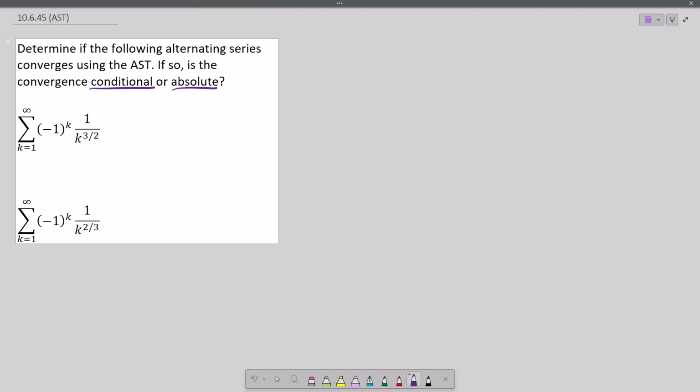So think about that for a moment. You should be recognizing, without the switch, that both of these are p-series. Okay, so top series. Does it converge regularly with the alternating series test? Top one, no.